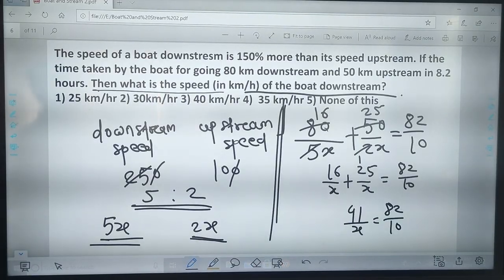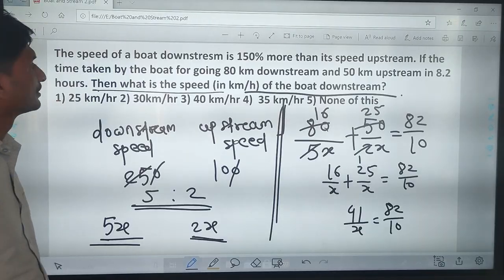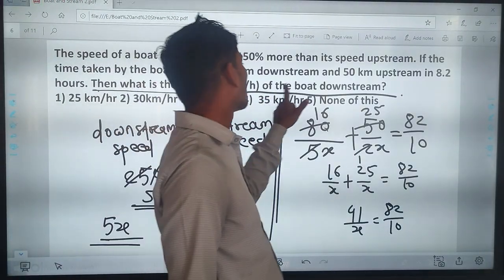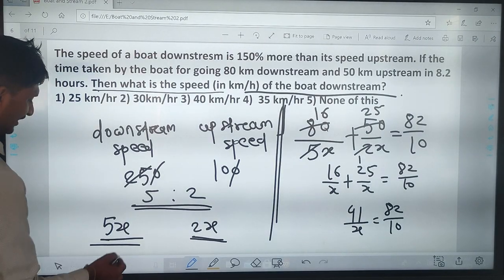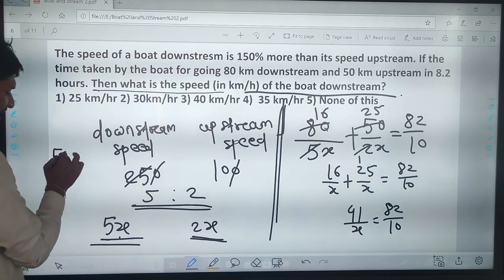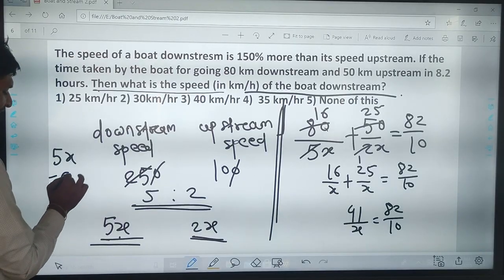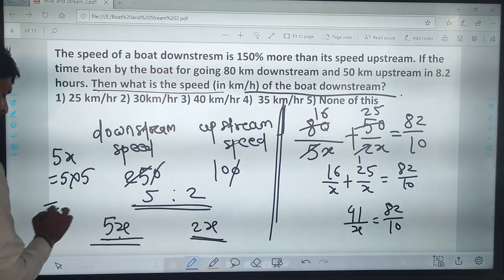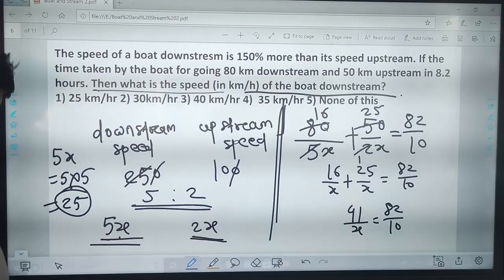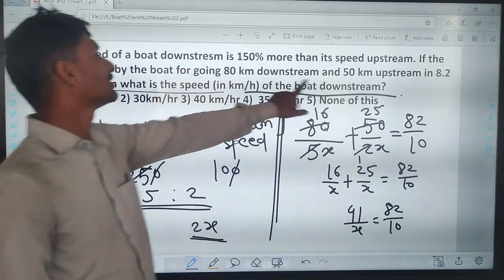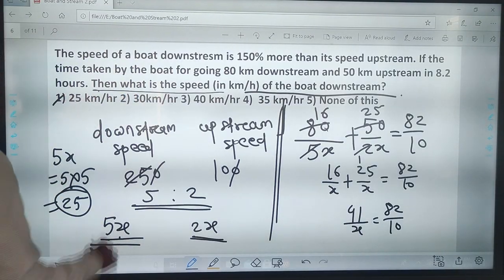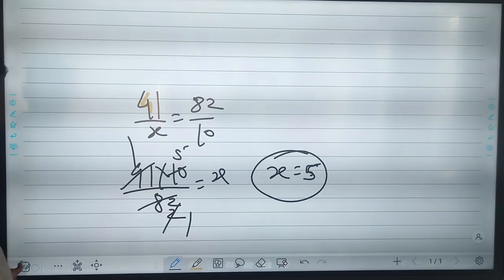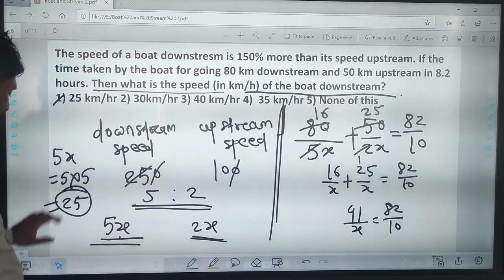Then we find the downstream speed of the boat. The downstream speed of the boat is 5x. Your value of x is 5, and 5 into 5 is 25. Then the speed of the boat downstream is 25 km per hour. Now next.